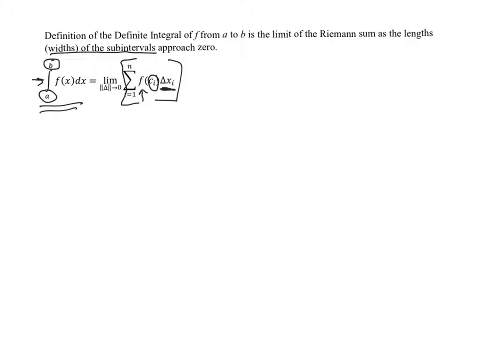Then the more rectangles we have, I talked about this in the previous lesson, basically this would be saying as n approaches infinity, or the mesh is going to 0. Since we have equal widths, we can simply say n would be approaching infinity, and that would give us the same limit as the mesh approaching 0.